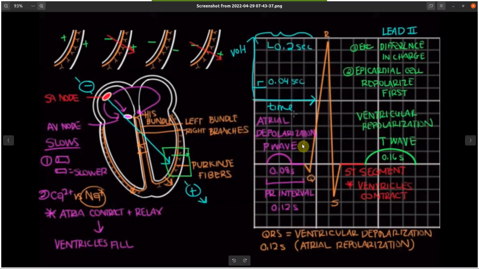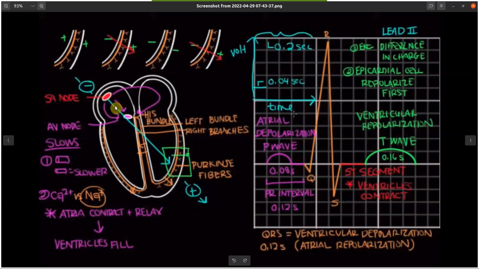The atrial depolarization is the P wave, and from here to here is the PR segment, because sometimes we don't have the Q, all right? The QRS complex is ventricular depolarization, and also atrial repolarization, but we can't see it. Then we have the ST segment, which is ventricular contraction, and then we have the ventricular repolarization, which is the T wave.